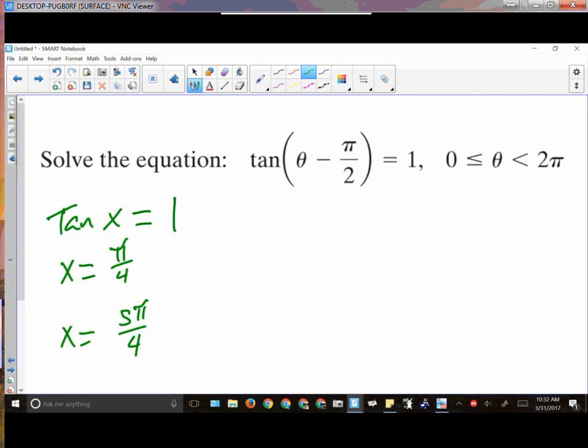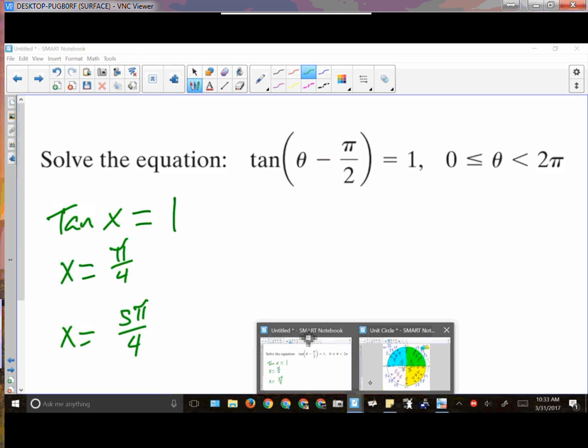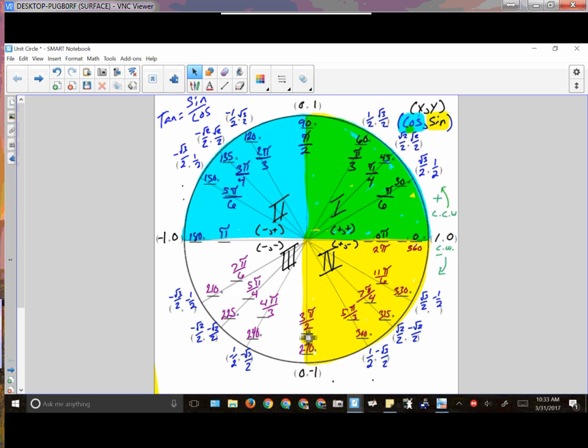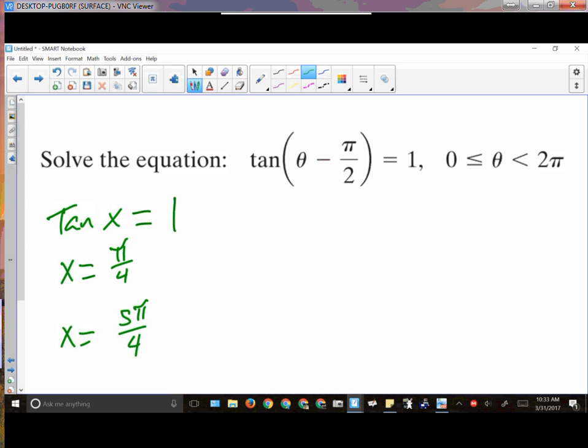Are you sure? Absolutely positive. Pi over 4, sine over cosine, so that's going to be positive there. Yep, that's fine. And then this one was down here at 5 pi over 4. Yep, so okay, good. So now that means that I have to get my theta minus pi over 2 equal to pi over 4, correct? So theta minus pi over 2 is equal to 5 pi over 4.